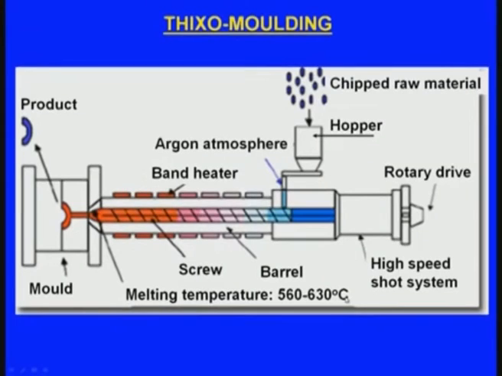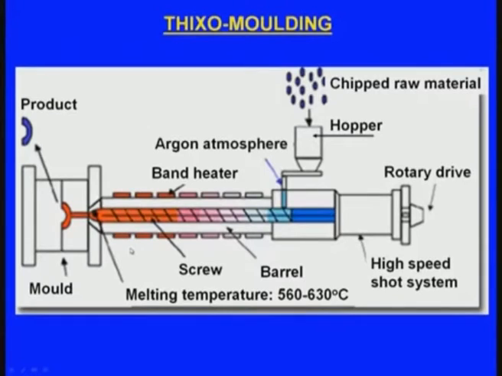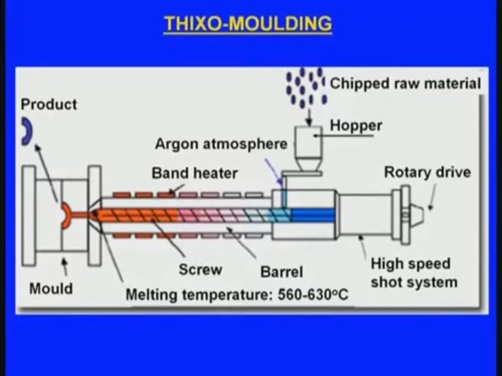As the screw further rotates, what will happen? The slurry will be injected between the two dies. There it solidifies. Once the slurry solidifies, the dies will be withdrawn and the component will be taken out. Again the dies will be closed, again the screw rotates, and the slurry will be injected into the two dies. So, this is the simple principle of Thixomolding.